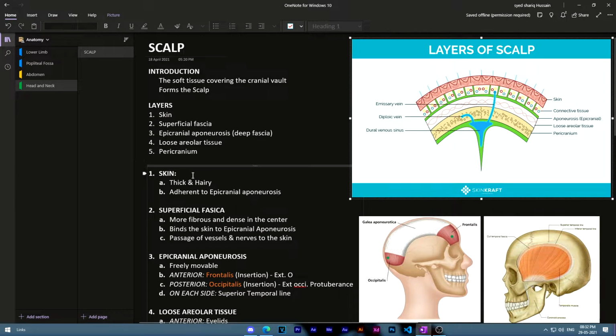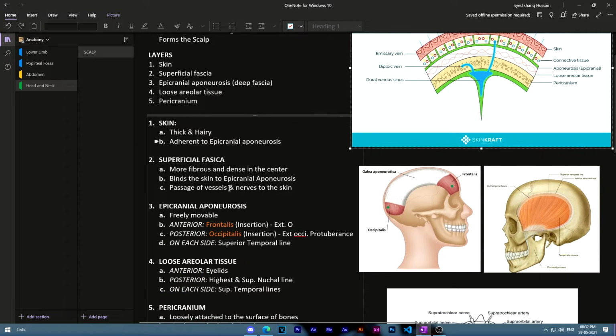So let's talk about the skin. It is thick and hairy, as you all know. It is the outermost layer and is thick and hairy. It is adherent to the epicranial aponeurosis. This one right here. It is connected to this one. So it has a connective tissue layer in between. So we're gonna talk about it next.